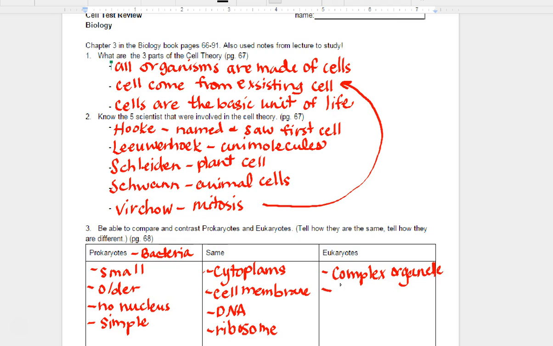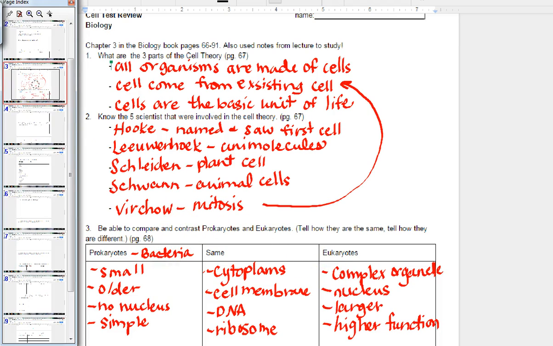So eukaryotic cells, on the other hand, they do have a nucleus. They're very complex. They're very much larger. They're also very high functioning in comparison. So we're able to put out a lot more proteins and carry out a lot more functions than our simpler bacteria. However, bacteria can sure make us sick by their simple function.